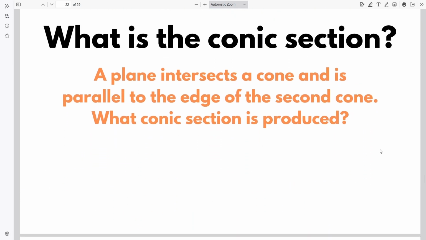So, what is the conic section? A plane intersects a cone and it is parallel to the edge of the second cone. What conic section does this produce? I'll read that again. A plane intersects a cone parallel to the edge of the second cone. Does that sound like any conic section?